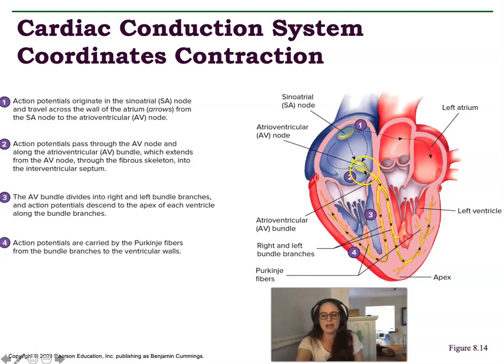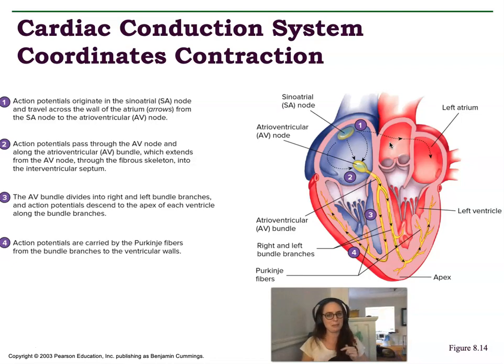Signals make it to the AV node, the node located between atria and ventricles on the floor of the right atrium. And we do have this AV bundle. And that makes it through that insulating fibrous skeleton. So what we're actually going to do with that AV node is we're going to delay the action potential slightly. We're going to have a delay here. That means that the atria contract and then the ventricles can contract.